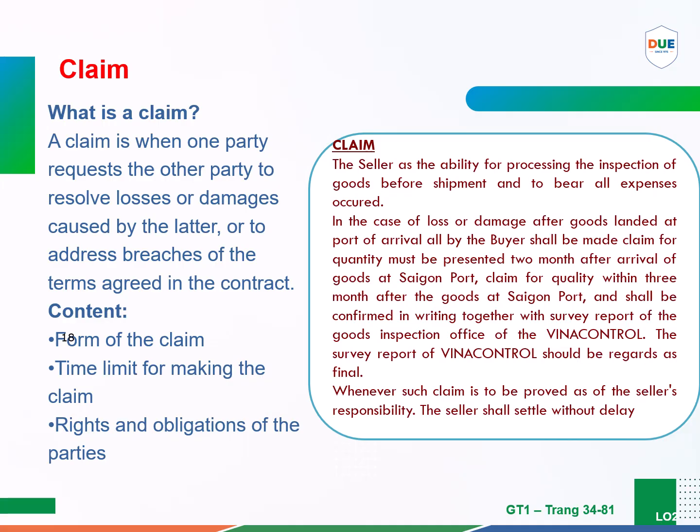If a claim is not made within this period, the aggrieved party may lose the right to claim. Additionally, the contract should clarify the rights and obligations of the parties during the claims process, such as the obligation to cooperate, provide evidence, resolve the claim within a reasonable time, and the right to request compensation or remedial actions. This ensures disputes are resolved transparently and efficiently and helps prevent prolonged conflicts.